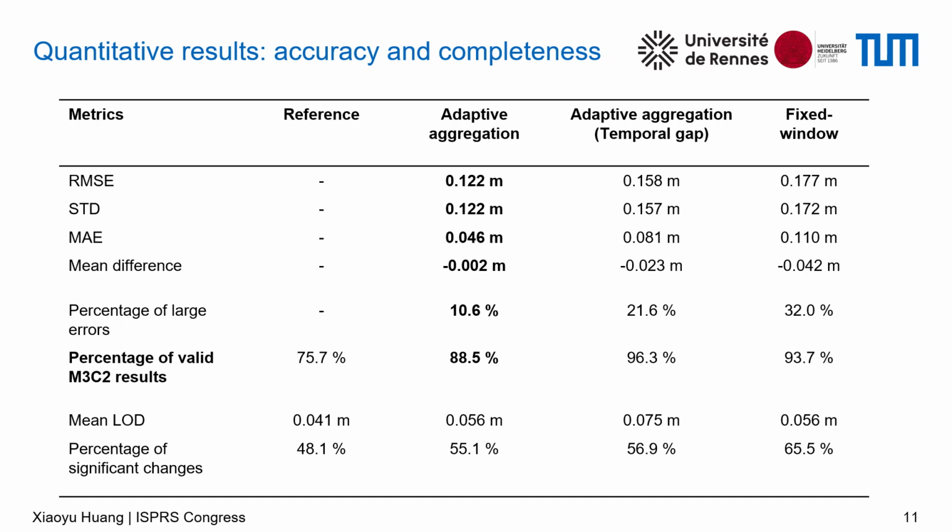Now let's take a look at the numbers. This table summarizes our quantitative error metrics. First, regarding completeness, the standard M3C2 only has about 75% valid results. Our method boosts this to over 88%, recovering missing data. And you can also see the two error metrics here. Our method significantly reduced the error metrics compared to the fixed window baseline.